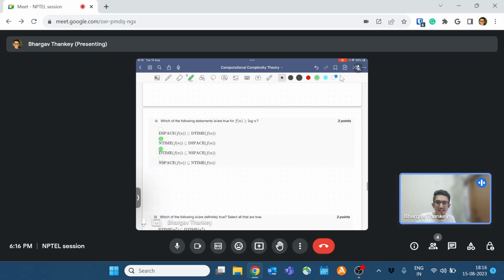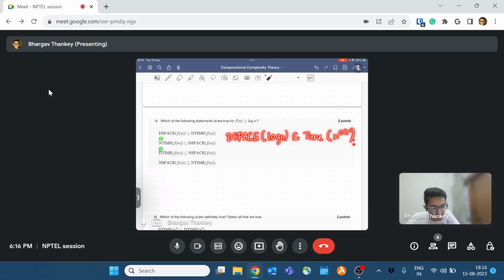Okay. So why is NTIME(f(n)) in DSPACE(f(n))? Because time can be contained in space and space cannot be contained in time, right? I mean, okay, that's not exactly true, right? Because what about this? DSPACE(log n) is contained in TIME(n to the order 1).